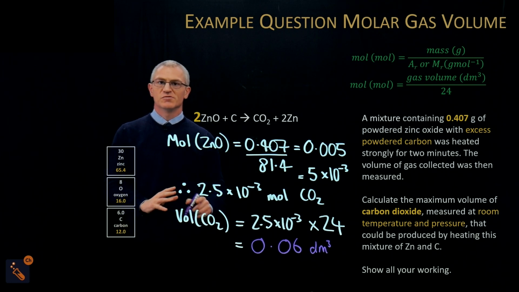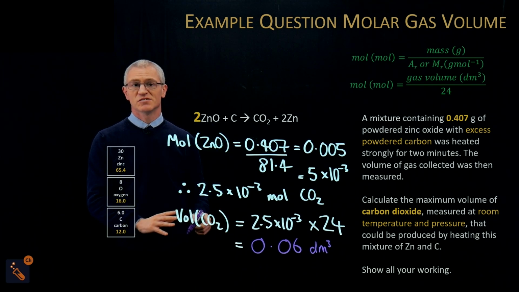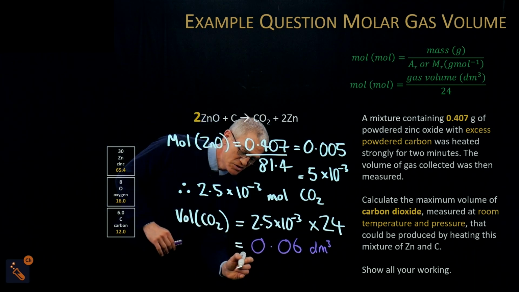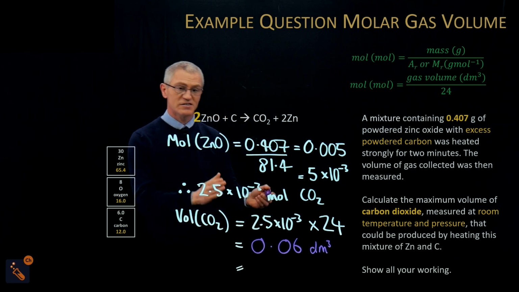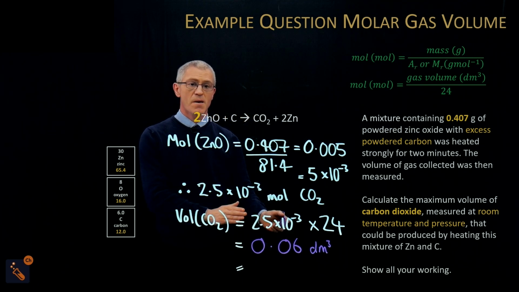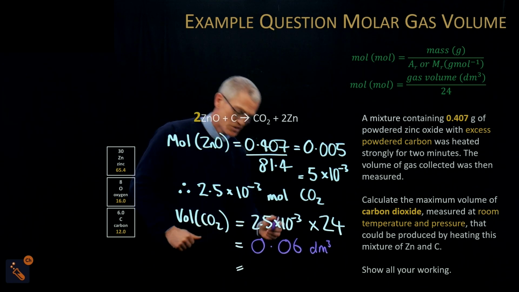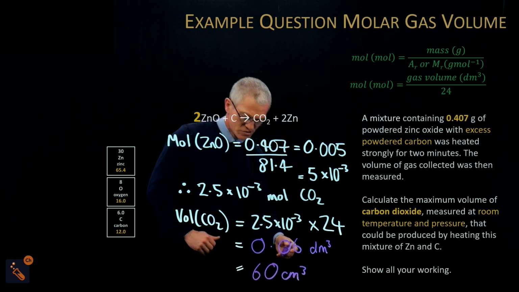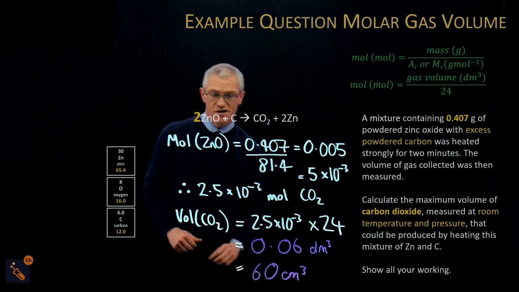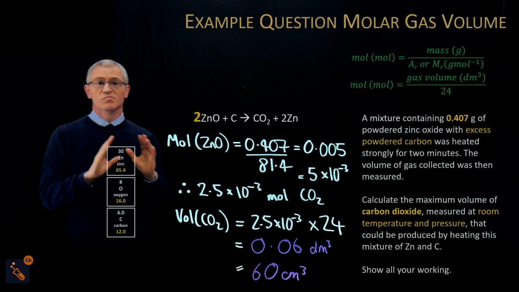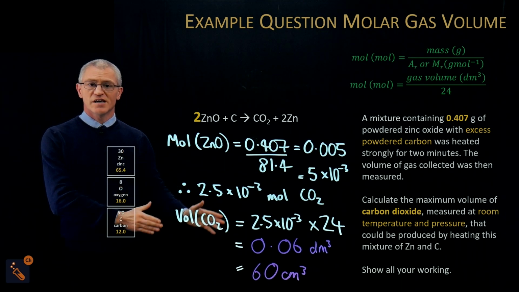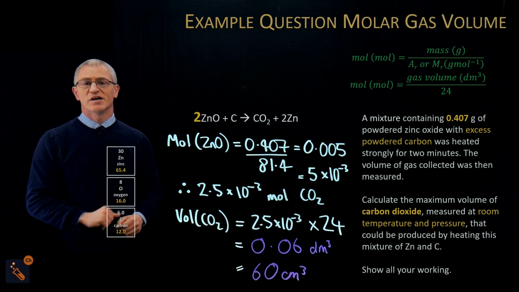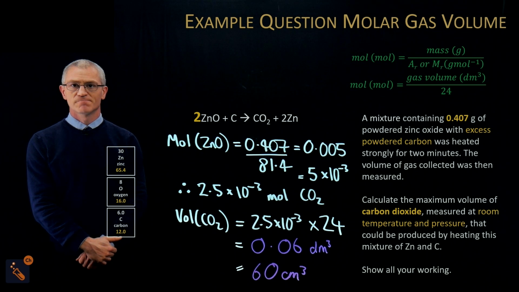Now, hopefully at this point you remember how to convert decimeters cubed into centimeters cubed, because we'll give you both. If you want to convert it into centimeters cubed, all you have to do is take the 0.06 and times it by 1,000, which means that you will get 60 centimeters cubed. And that is how you can use the molar gas volume to work out the volume of a gas, either in decimeters cubed or centimeters cubed, when you're given the mass of the initial reactant.